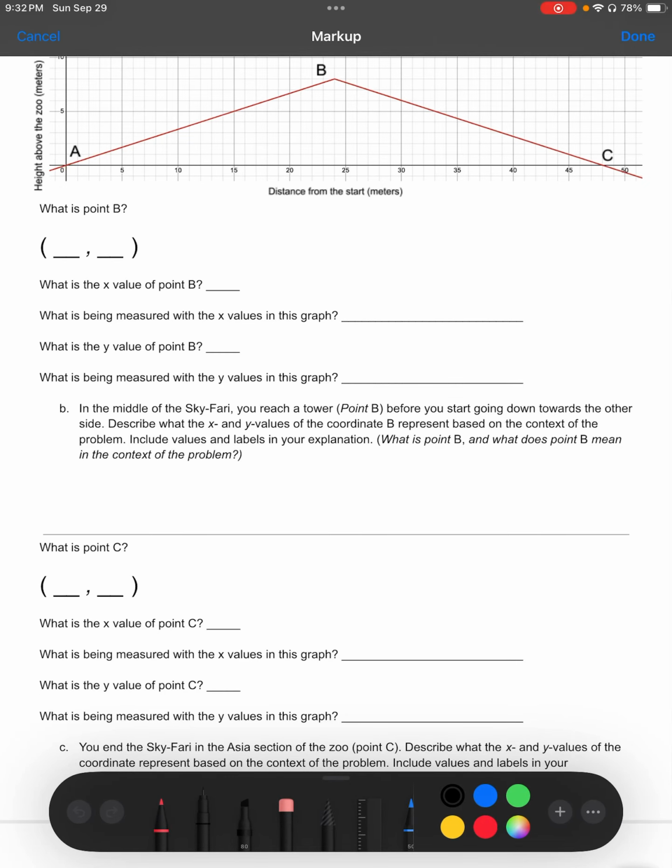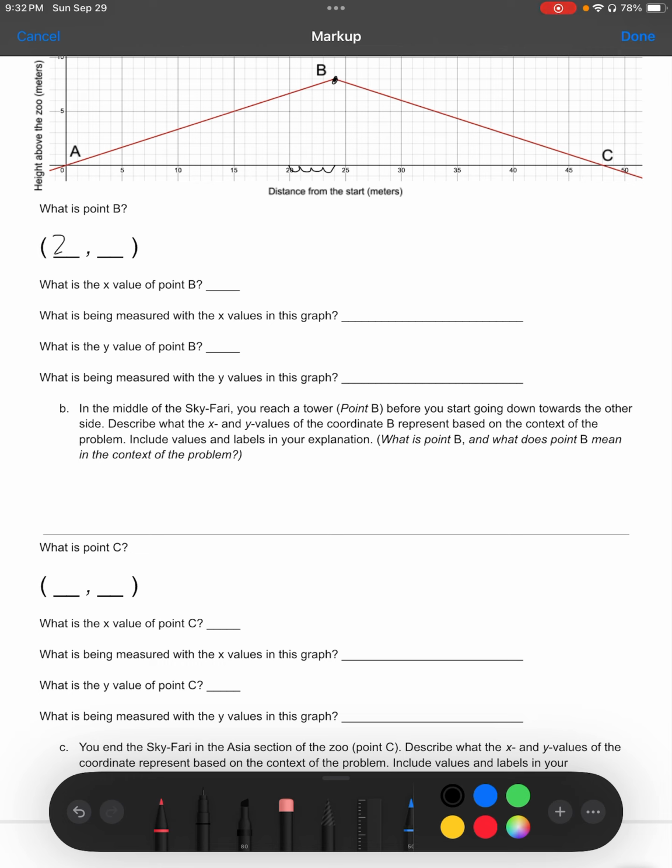We are asked some similar questions about the graph about point B and point C. So first off, it asks what is point B? Point B is over here, and it looks like it's in between 20 and 25. It's at 21, 22, 23, 24.